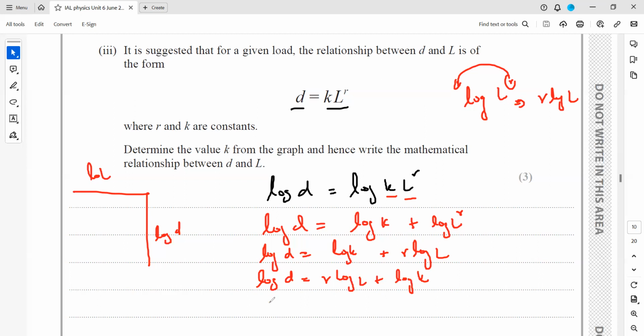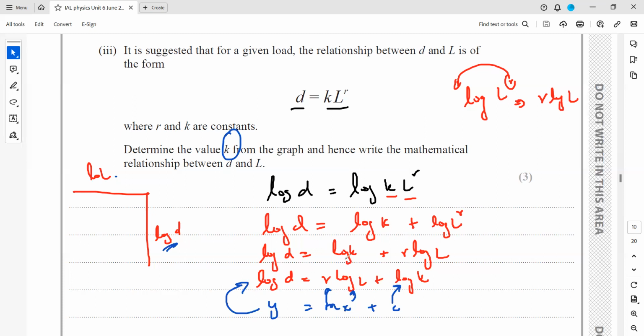Then y is equal to mx plus c. On the y-axis, if we have log D, and on the x-axis, if we have log L, what will be our gradient? Our gradient will be equal to R. So when we calculated the gradient in the previous part, that represents the value of R. And then we have to determine the value of K. What is the value of K? The value of K is from the y-intercept, like log K is the y-intercept.